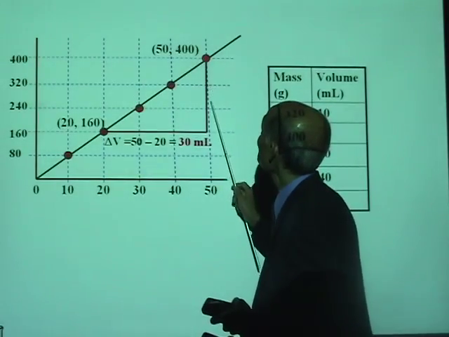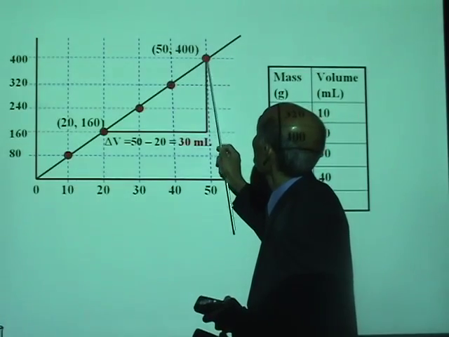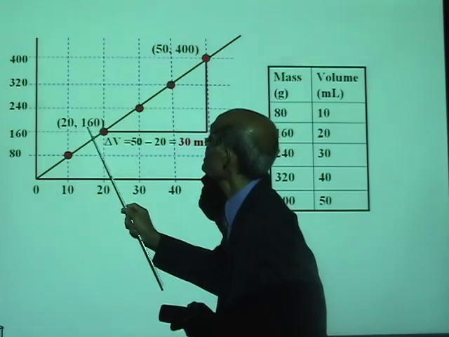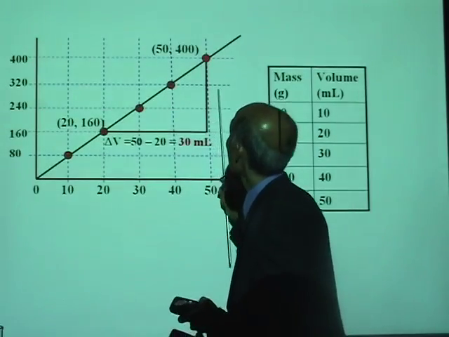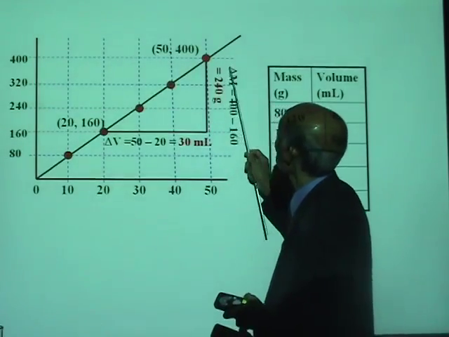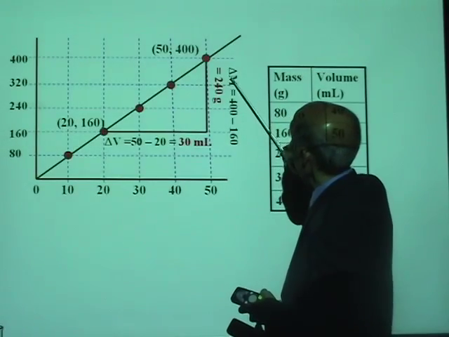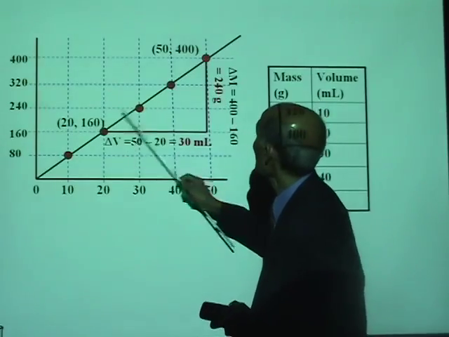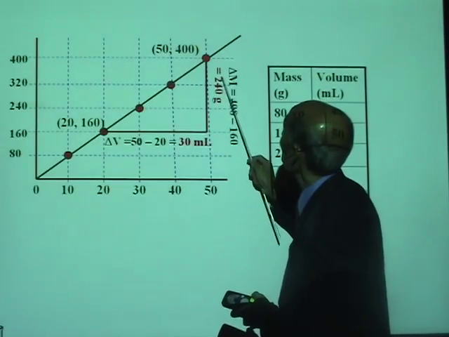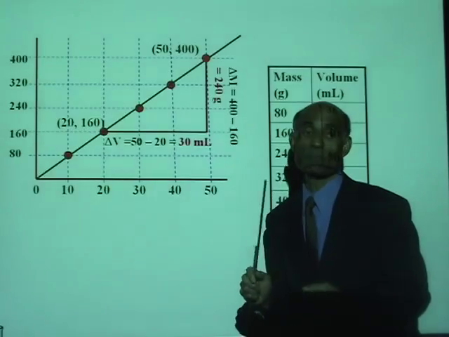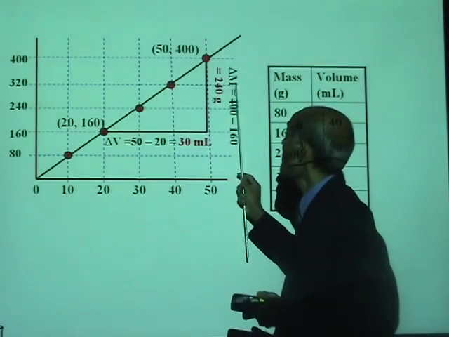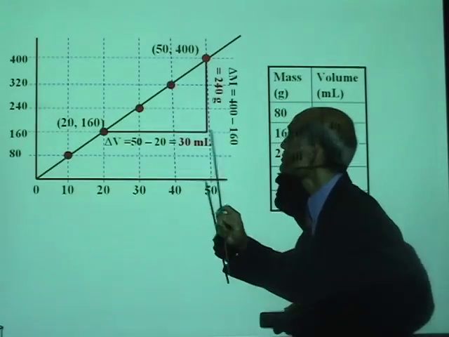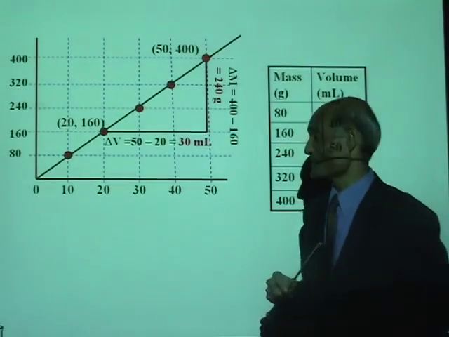And find the change in mass. The mass here is 400 gram. And the mass here is 160. Therefore, delta M equal to, you can see I've written it this way, delta M equal to 400 minus 160 equal to 240 gram. So, delta M equal to 240 gram. Delta V equal to 30 milliliter.